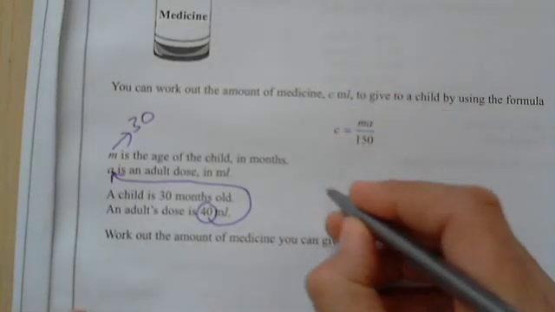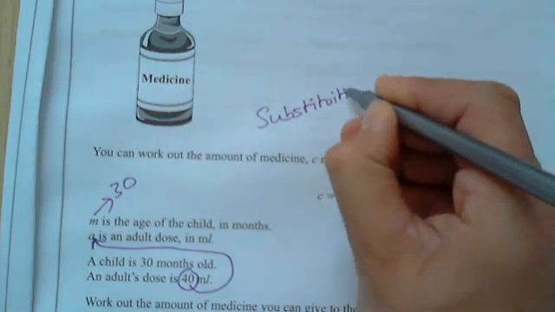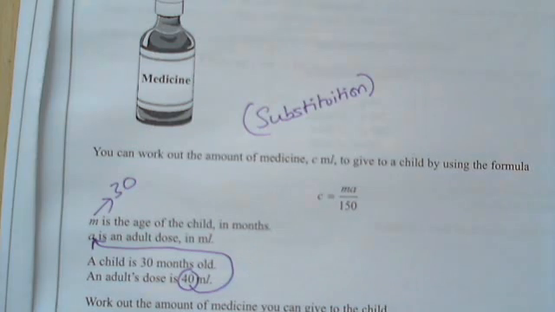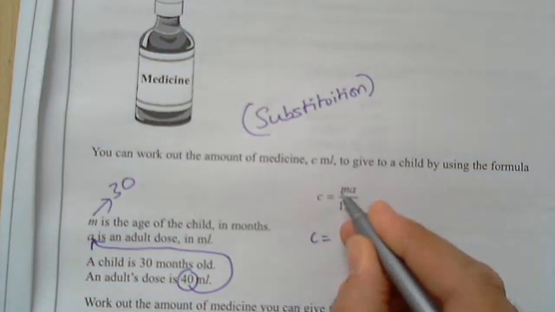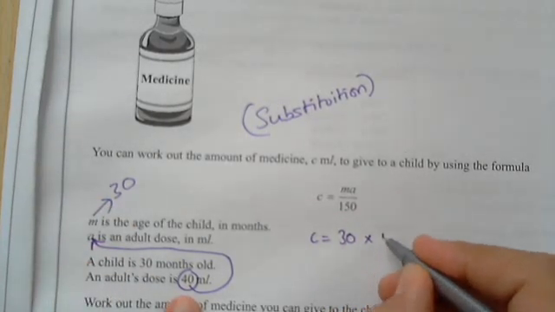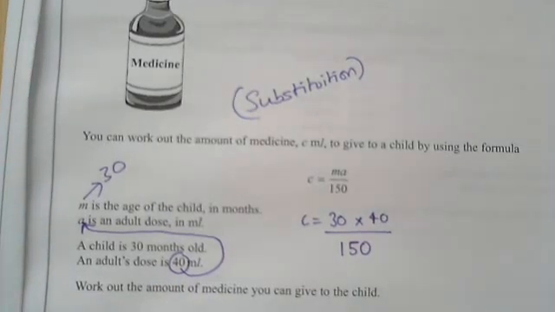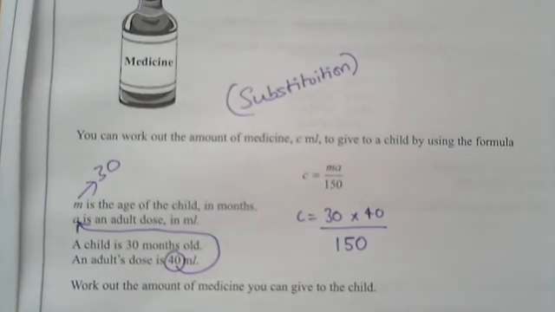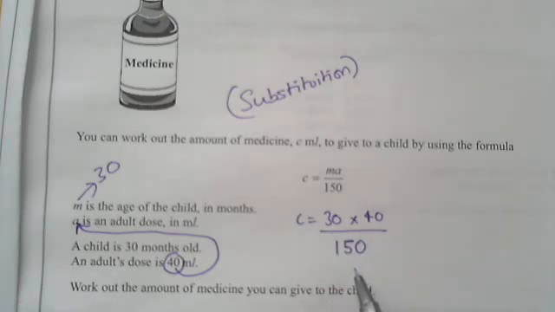So this question is a substitution question. So we say C is equal to M times A, divided by 150. M is 30. A is 40. And we divide it all by 150. Okay, remember this is a non-calculator paper, so we need to use the calculator that we're all born with. That's called our brains. Okay, so let's try to sort this out without using a calculator.